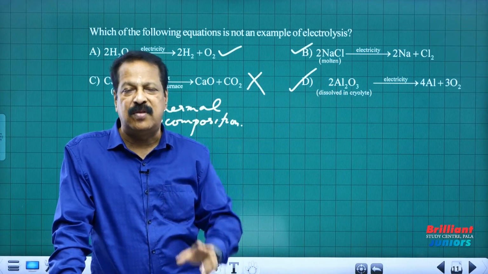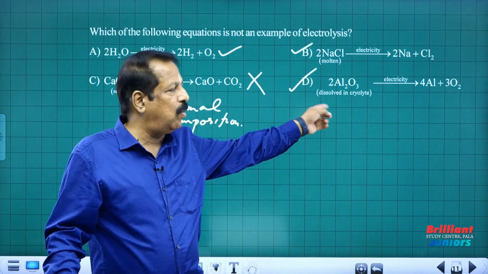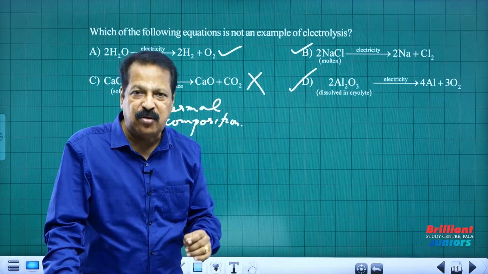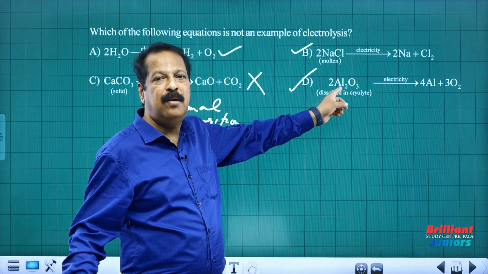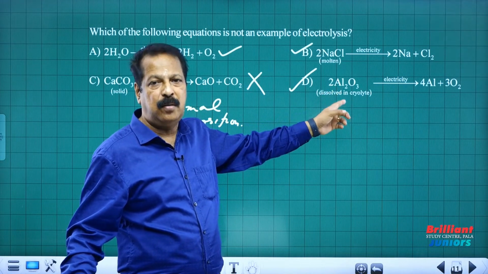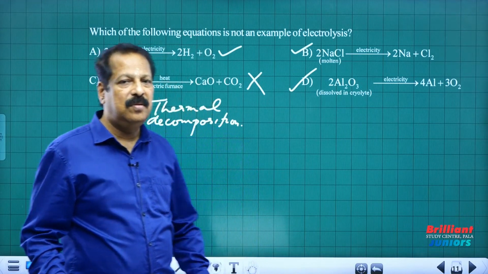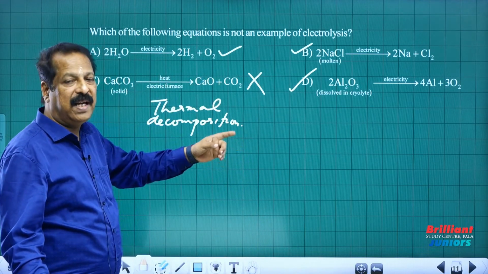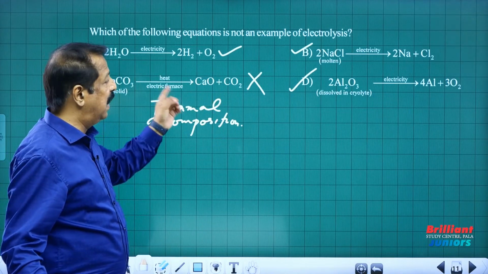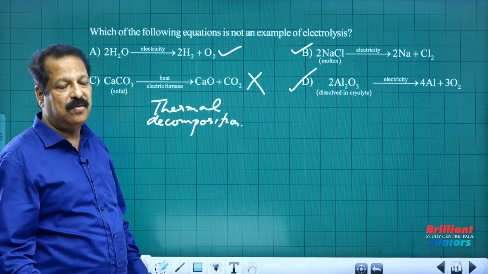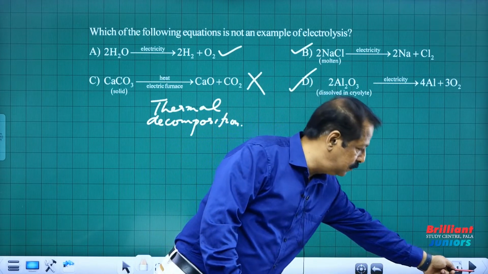And the last one, Al2O3, on passing current you will get aluminum and oxygen, and that method was developed by two scientists, Charles Martin Hall and Paul Héroult. So this method is called the Hall-Héroult process, extraction of aluminum. Aluminum is extracted by electrolysis of fused alumina in molten cryolite. The product is aluminum at cathode and oxygen at anode. So A, B, D are examples of electrolysis, and C is not an example of electrolysis; C is called thermal decomposition.